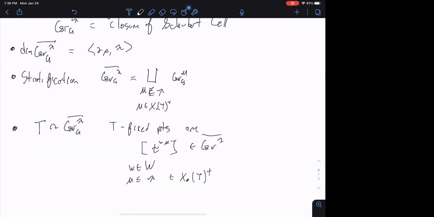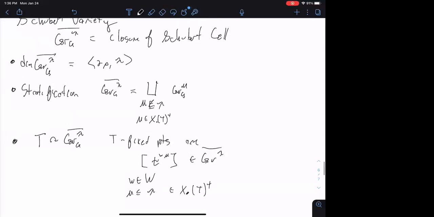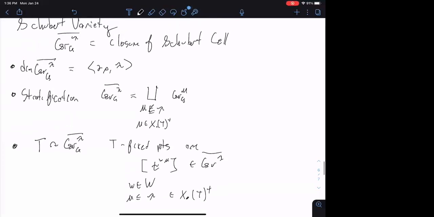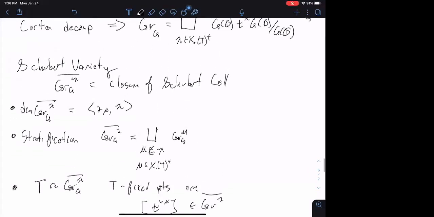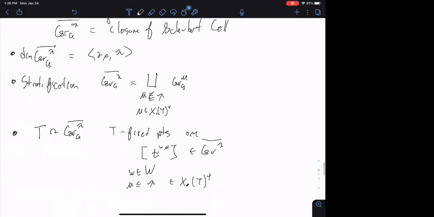So any questions here with the geometry of these Schubert varieties? Or kind of more earlier stuff? Any questions so far? More questions? Okay. If not, then there's kind of one more piece that I need to get to.